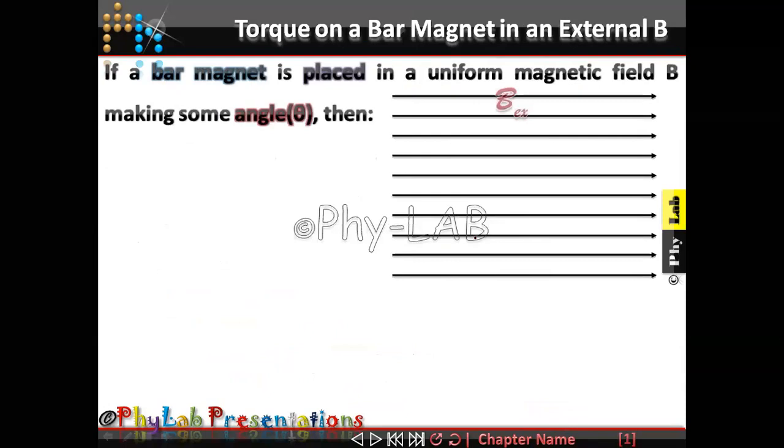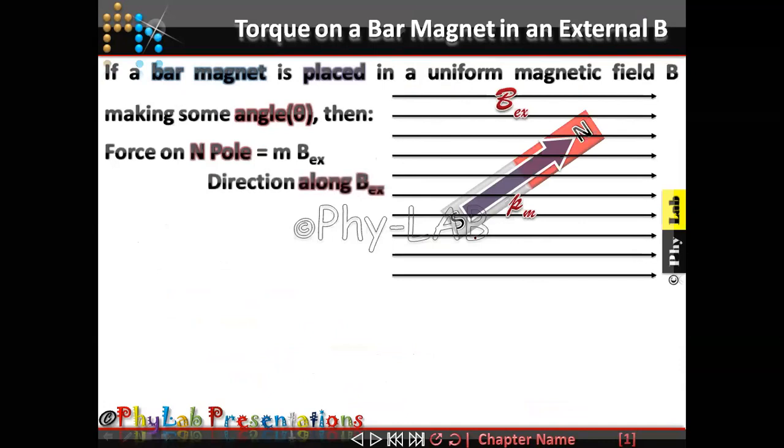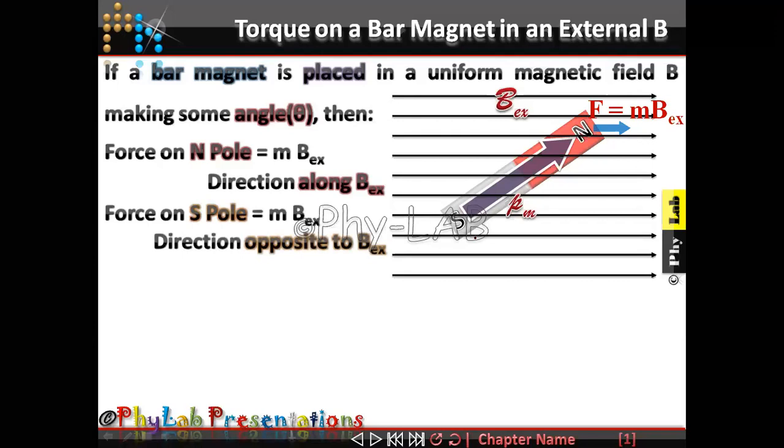Now, what is the torque experienced by a bar magnet? If a bar magnet is placed in a uniform external magnetic field making some angle theta, you can see the dipole moment of the bar magnet makes an angle theta with the magnetic field. So the poles of the magnet will start experiencing a force. The north pole will experience the force along the direction of the magnetic field, whereas the south pole will experience a force directed opposite to the direction of the magnetic field.